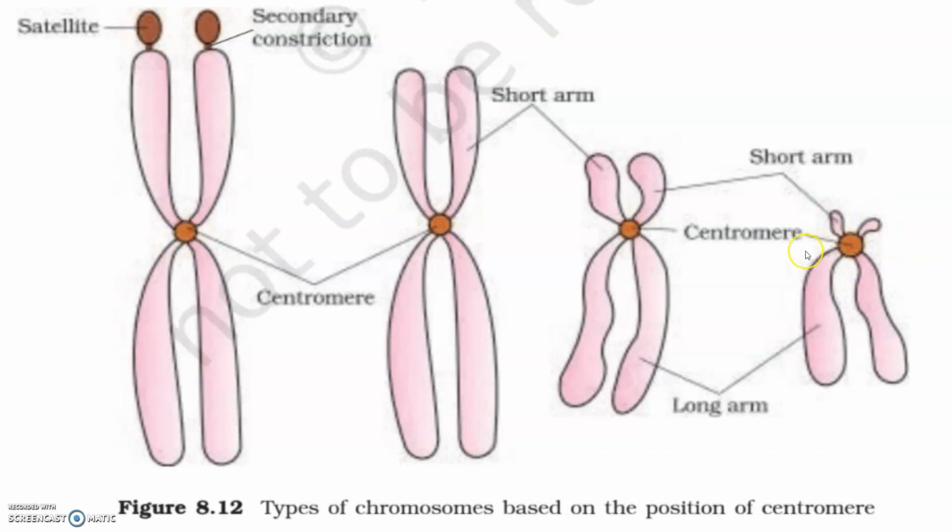Sometimes a few chromosomes have non-staining secondary constrictions at a constant location.